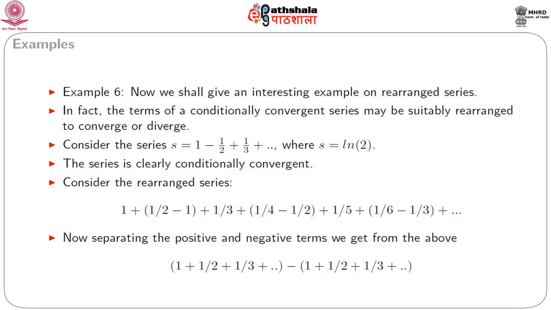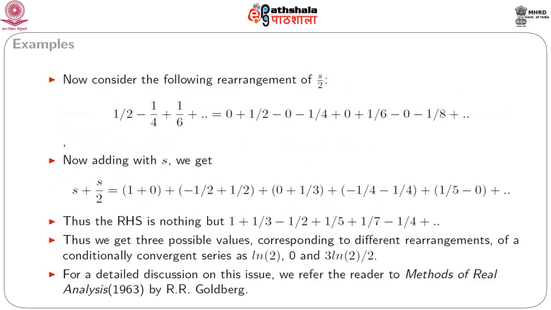Now, separating the positive and negative terms, we get from the above that the rearranged series can be looked upon as a difference of 1 plus half plus 1/3 etc., minus 1 plus half plus 1/3 etc. Thus, we get that after a rearrangement, we get the value 0. Next, consider the following rearrangement of S by 2.